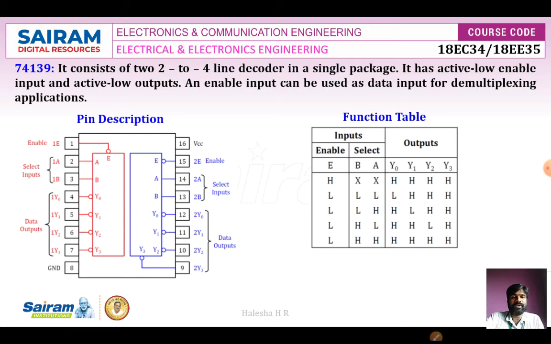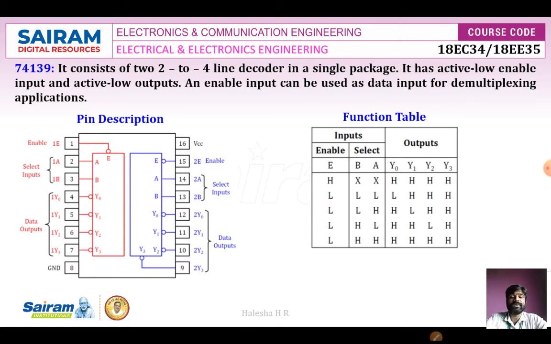In the remaining 4 rows, E is L, that is low, meaning 0. So 0 means enabled, and based on the select input values, the corresponding output will be selected. Here L means selected and H means not selected. L means low, that is 0, and H means high, that is 1. So this is the corresponding function table of the 74139. Remember, it is a dual 2 to 4 decoder, or it can be used as a demultiplexer.